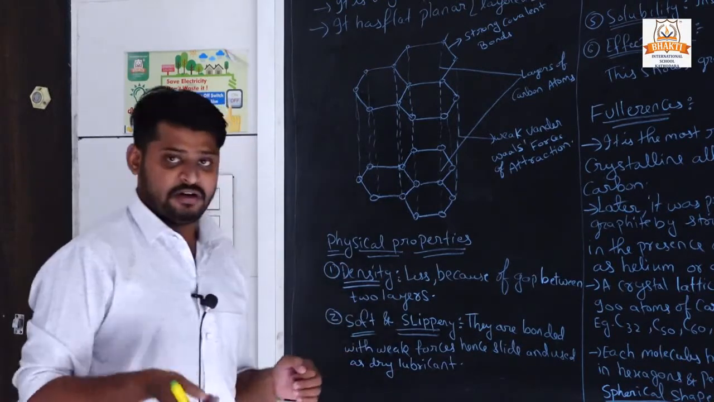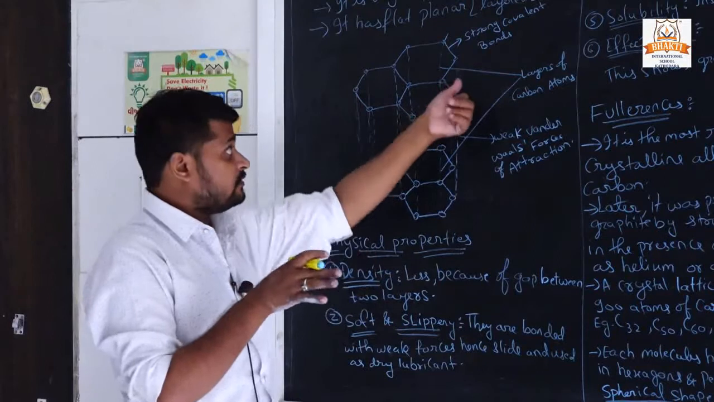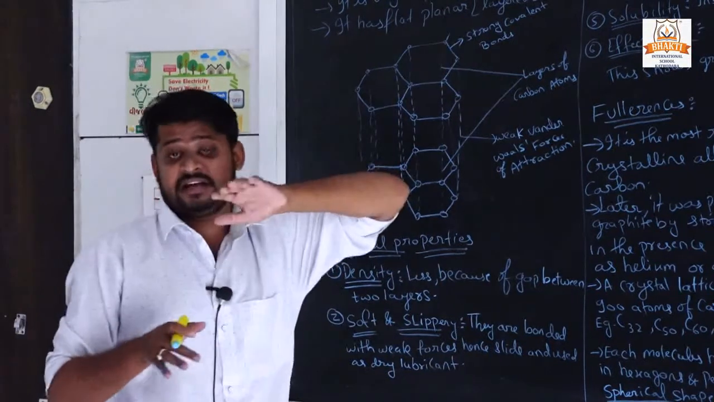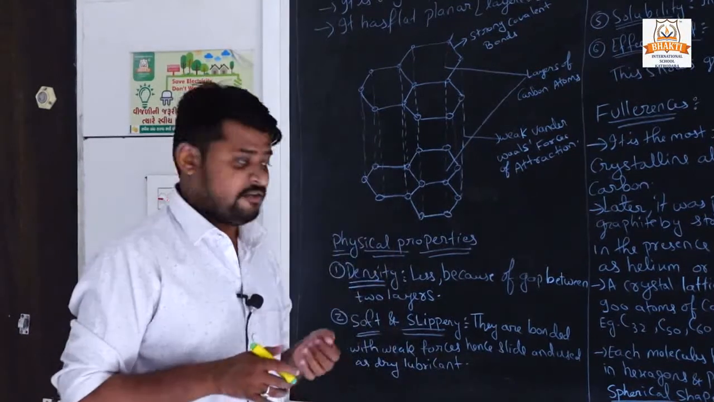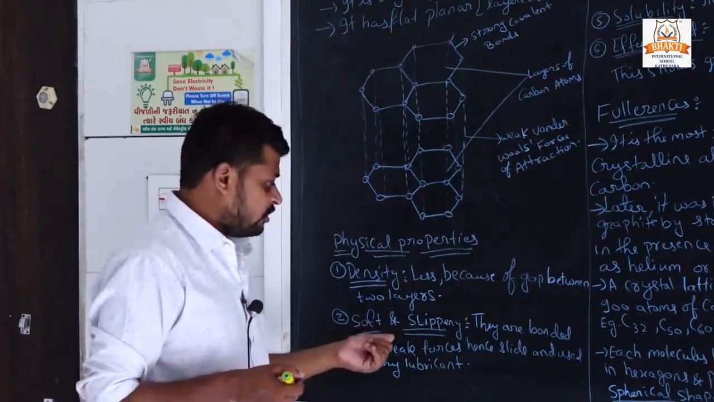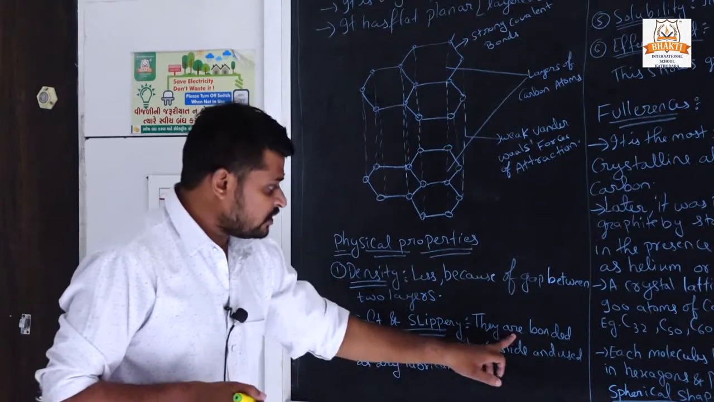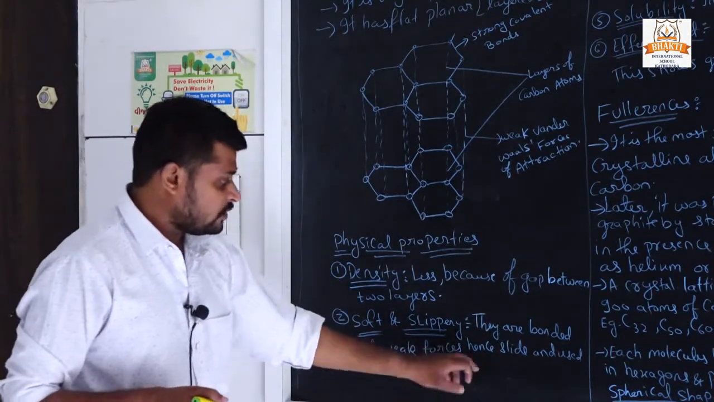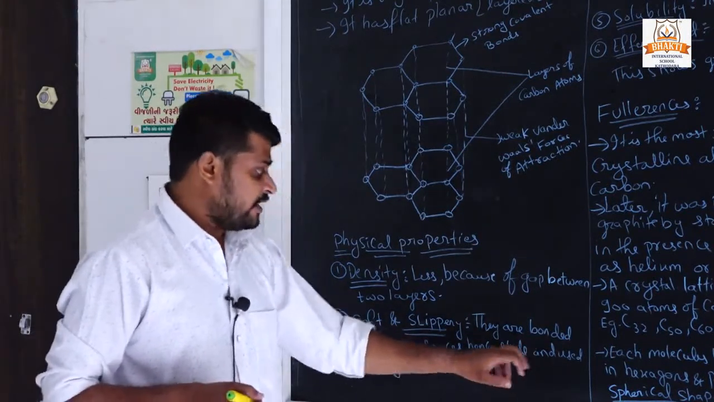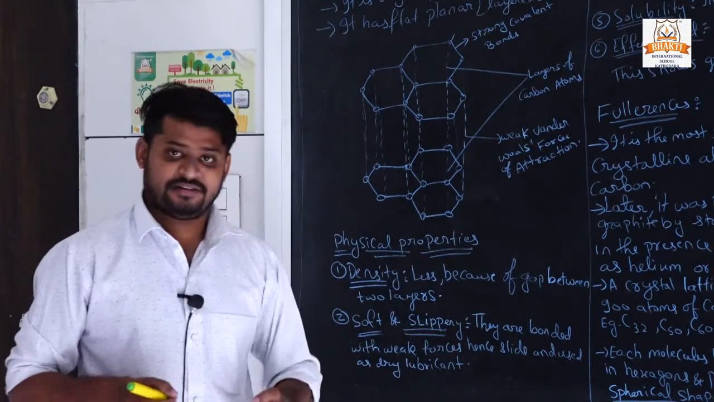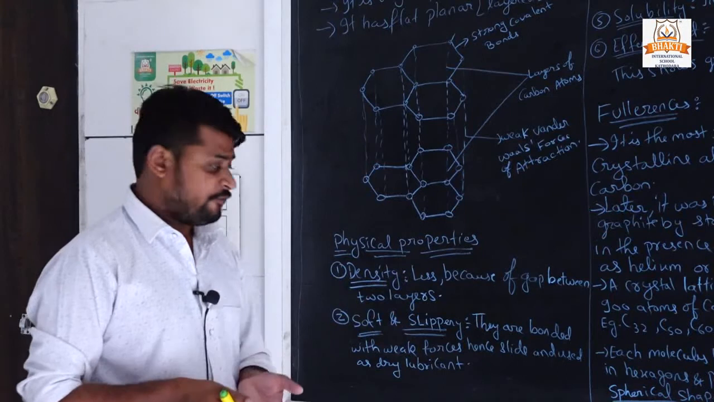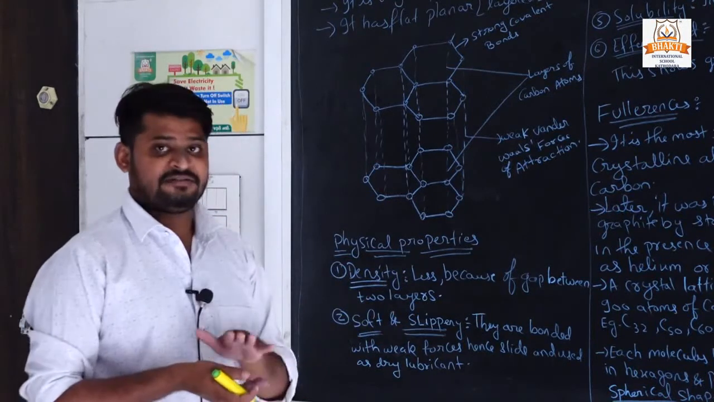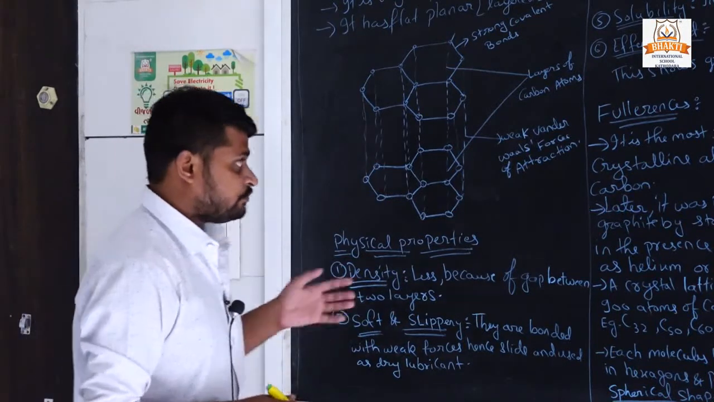Soft and slippery, we already studied that it was used as a lubricant in heavy machines in powder form, because they are slippery in nature. So they are bonded with weak force, hence slide and are used as dry lubricant. So dry lubricant means it is used in powder form. Why? Because they are slippery in nature.